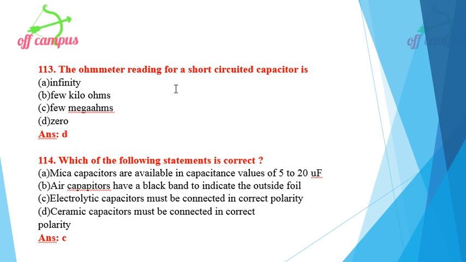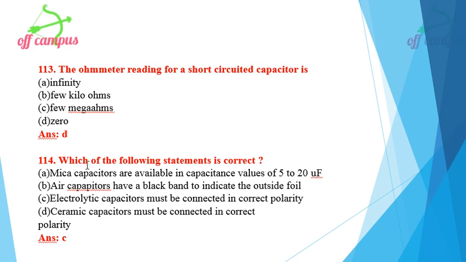The ohmmeter reading for a short circuited capacitor is, what will happen? Previously we have seen one question. Whenever the ohmmeter reading practically goes to 0, that means the capacitor is short circuited. Again, the same question is framed in a different way. So the ohmmeter reading for a short circuited capacitor is nothing but 0. Option D, 0, is the right option.